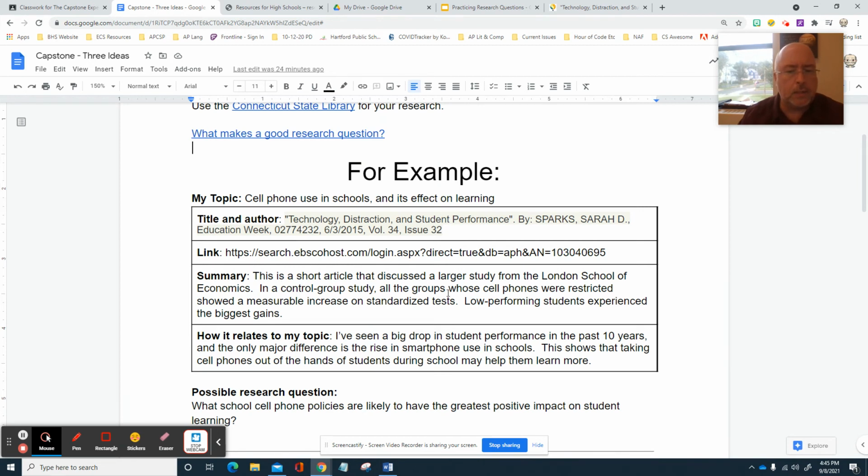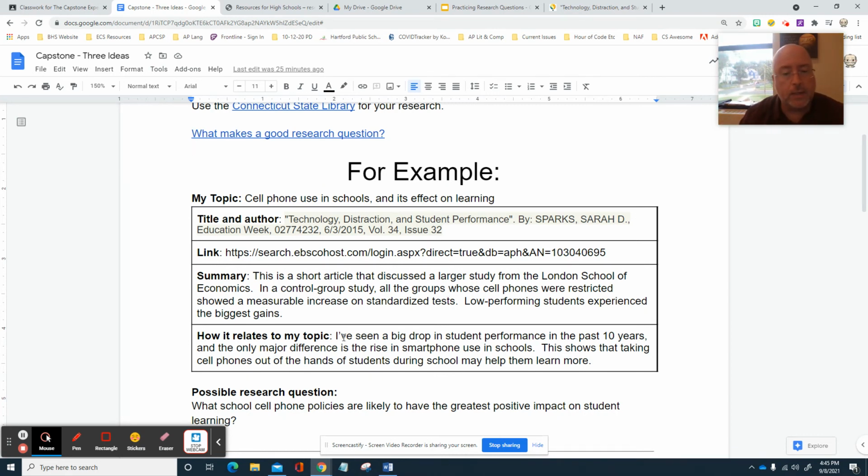And it basically summarized a study from the London School of Economics. And it said that they took 2 groups of kids and they took cell phones away from one and left the other with them. And the kids who had their cell phones taken away did better. The high performers got a little bump. The low performers got a huge bump. And that was what they said.